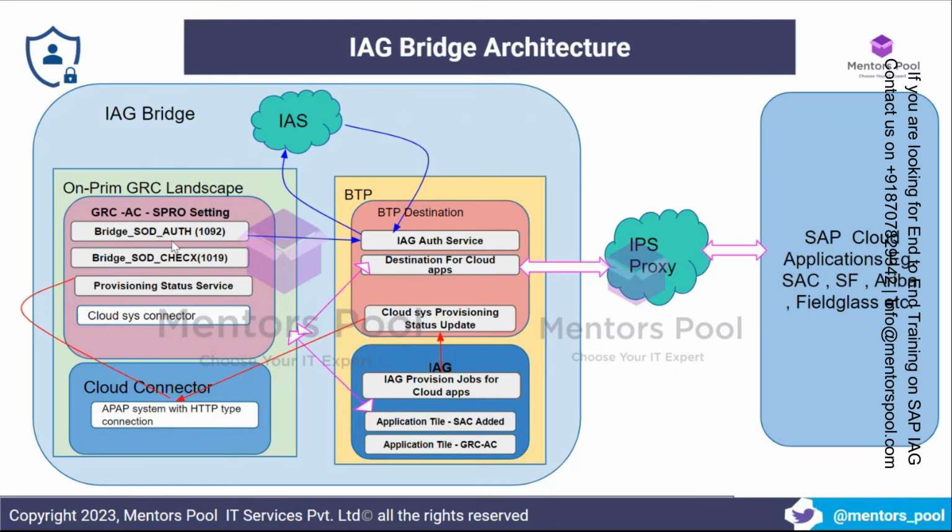Now GRC will raise a new request to IAG: Hey IAG, could you please do this provisioning in SAP Analytics Cloud? I am not able to do it directly because I am not integrated directly to SAC, and now you have to help me with this. Okay, so what will happen? As soon as GRC tries to raise a request to IAG, it needs to be authenticated. That's why we have created this IAG auth service.